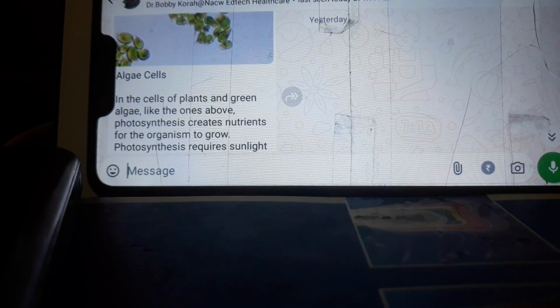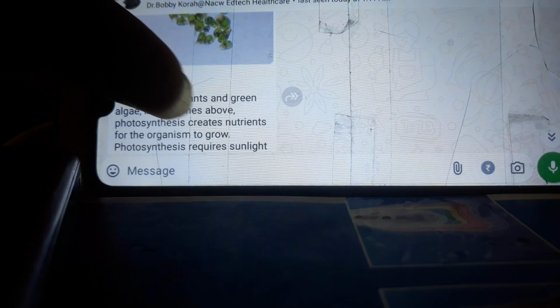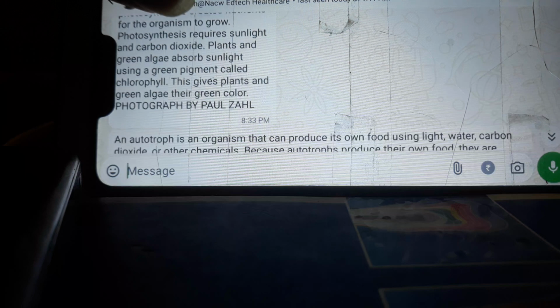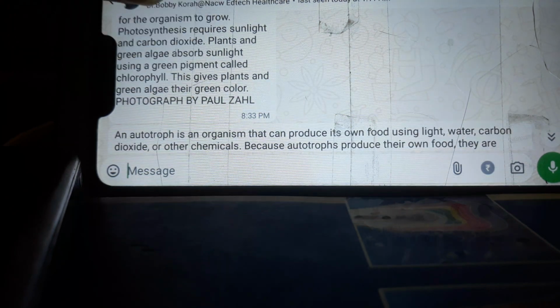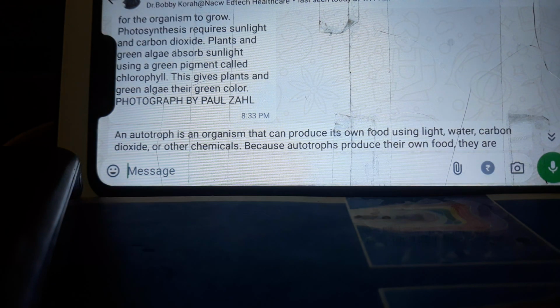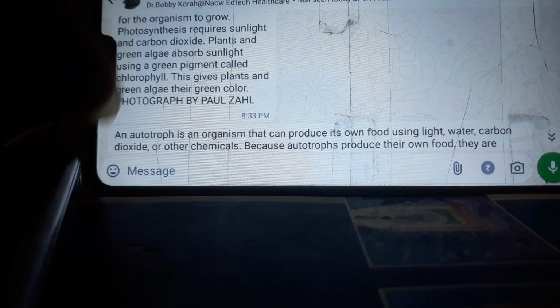In algae cells, in the cells of plants and green algae, like the other ones above, photosynthesis creates nutrients for the organisms to grow. Photosynthesis requires sunlight and carbon dioxide. And plants and green algae absorb sunlight using a green pigment called chlorophyll. This gives plants and algae their color.